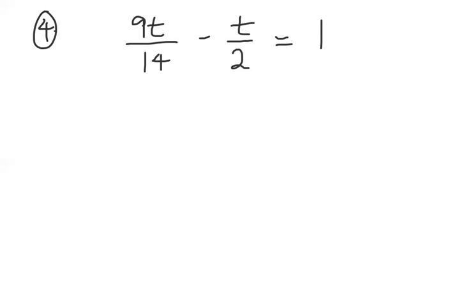Now, here's another way you can approach the problem, guys. Put a big bracket around the entire problem and multiply by the 14. This is the same thing as multiplying each term by the 14. So when you multiply this first term right here by 14, the 14s will cancel each other out. So what are you left with? Just the numerator. So 9t.